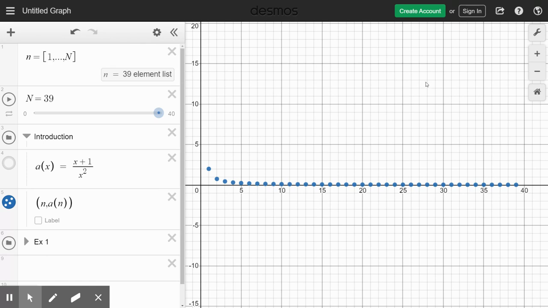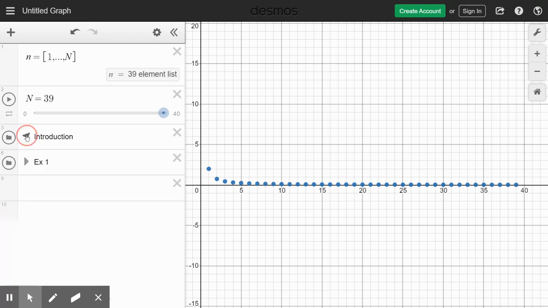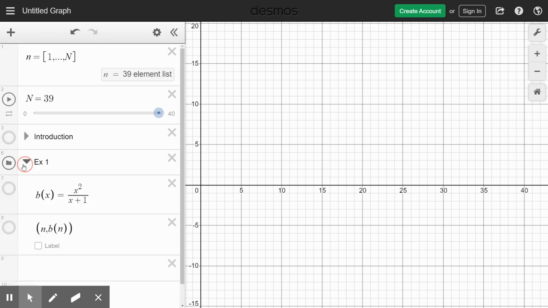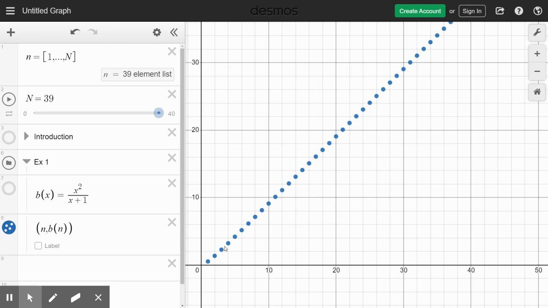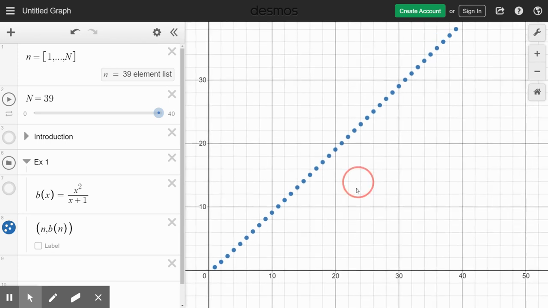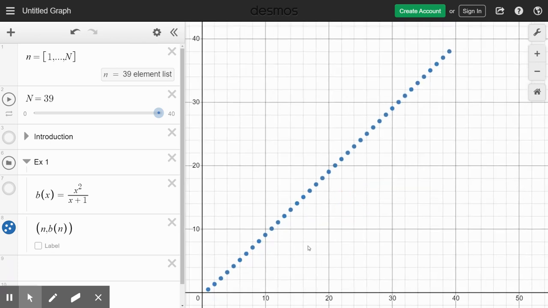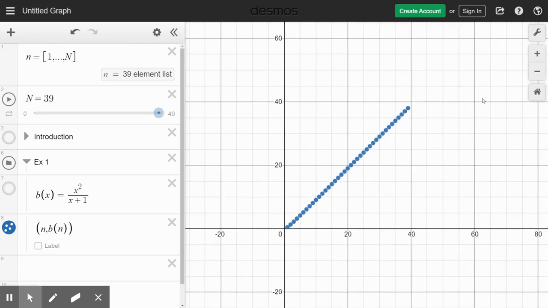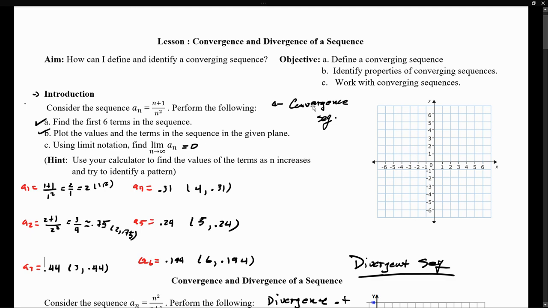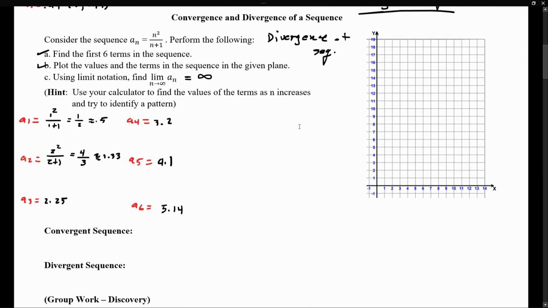Now for our second example here, we have quite the opposite, because I was getting farther and farther along my sequence. So if I keep getting larger and larger terms in my sequence, I don't seem to be approaching a certain value. I seem to be just increasing without a bound. So therefore, we call that a divergent sequence. So this is a small example of what a convergent sequence and a divergent sequence are.